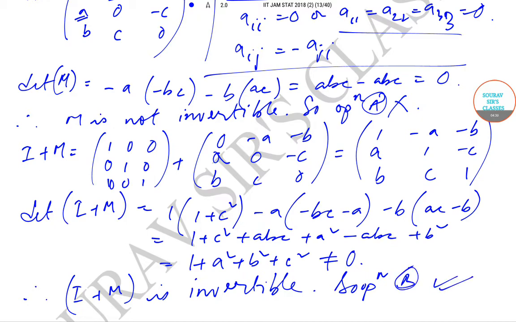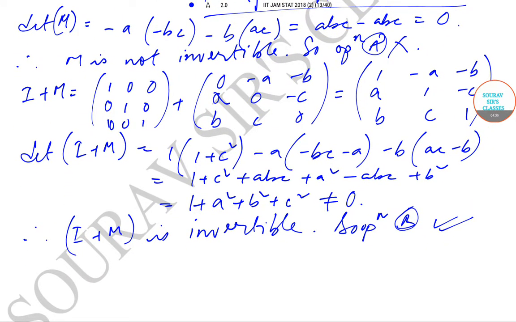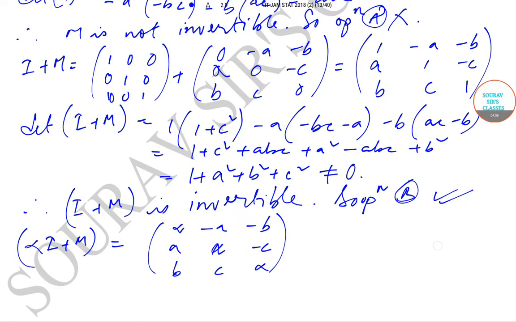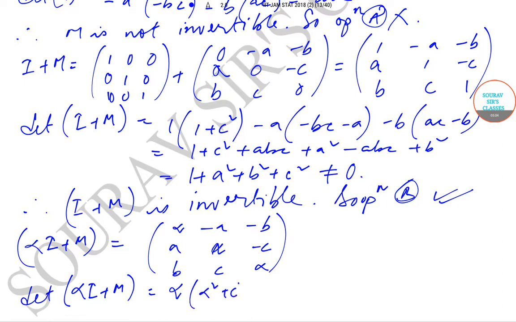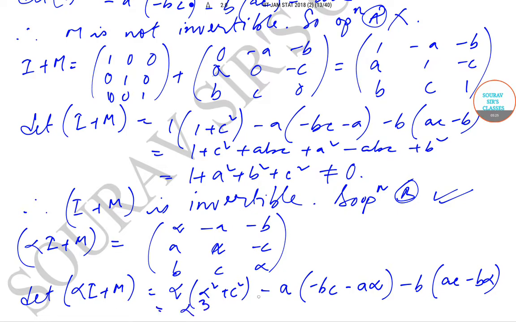Let us try to check for option C as well. Option C is given as alpha I plus M. So now alpha I plus M is nothing but the matrix alpha, minus A, minus B; A, alpha, minus C; B, C, alpha. So in this case the determinant of alpha I plus M will be equal to alpha into alpha square plus C square, minus A into minus BC minus A alpha, minus B into AC minus B alpha. So this comes down to alpha cube plus alpha into A square plus B square plus C square.